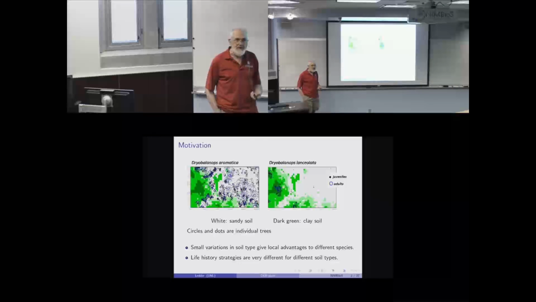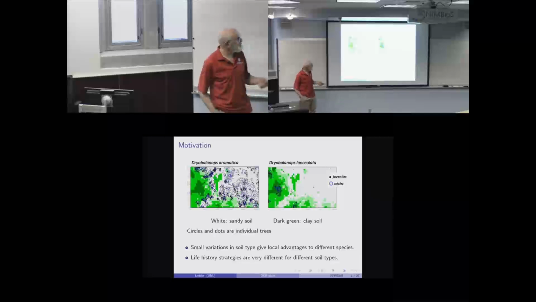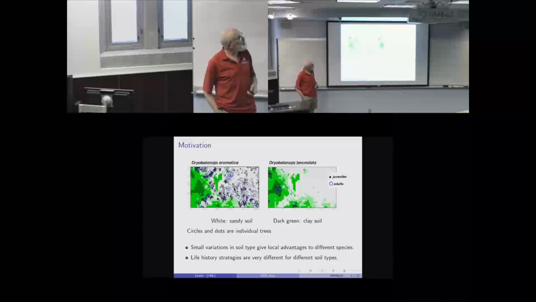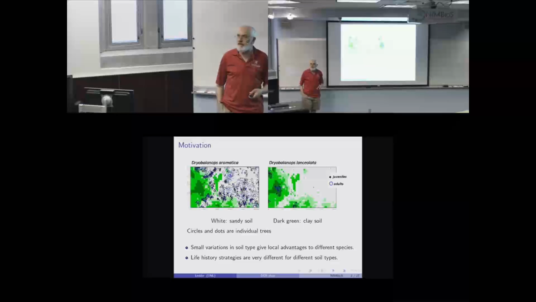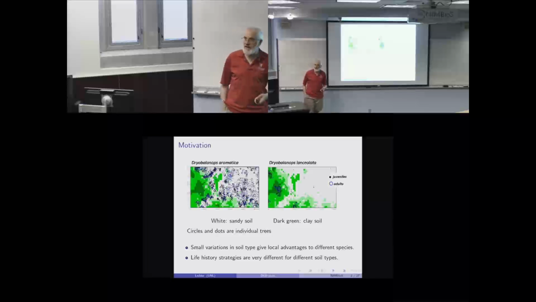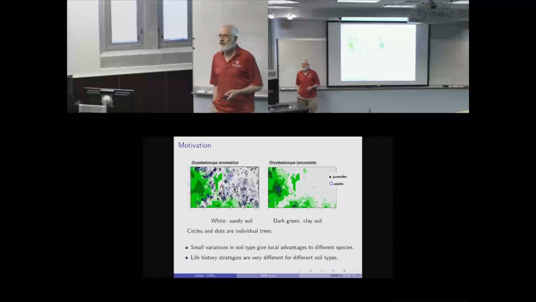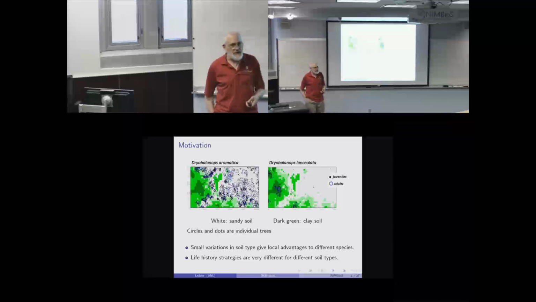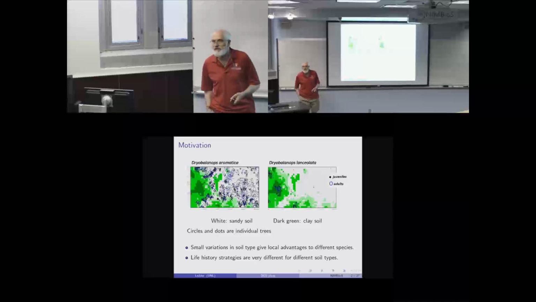And what's particularly interesting is that the life history strategies are very different for these different soil types. Lanceolata grows very quickly. It builds flimsy leaves that don't last very long by tropical forest standards. Aromatica, as its name suggests, invests some of its resources in chemical defenses for its leaves. It grows very slowly. It builds sturdy leaves that are suffused with camphor. Dryobalanops aromatica is the camphor tree.